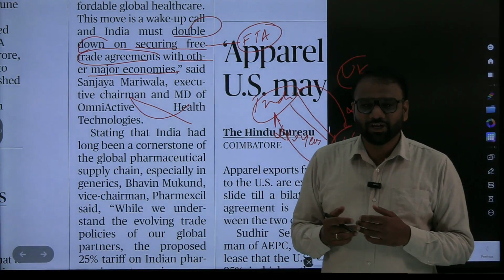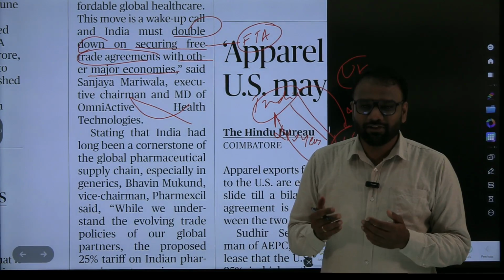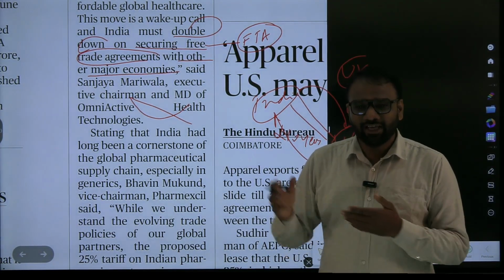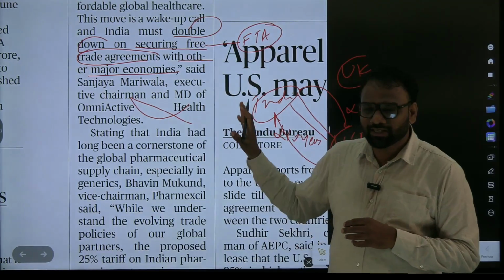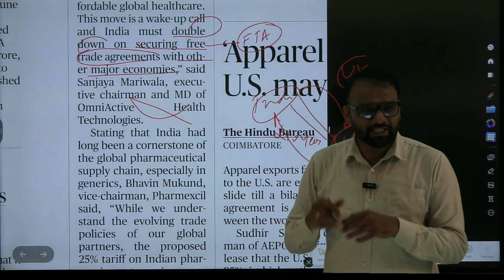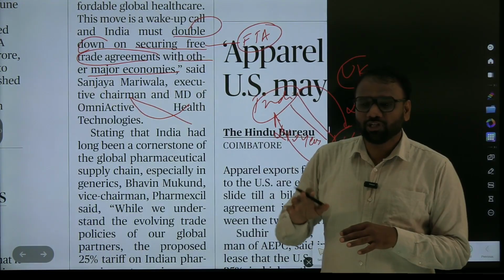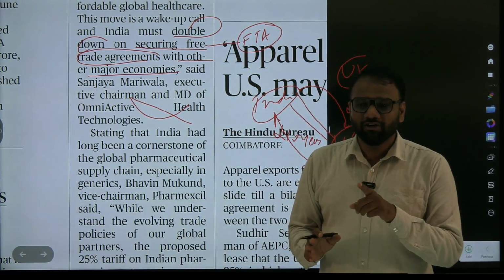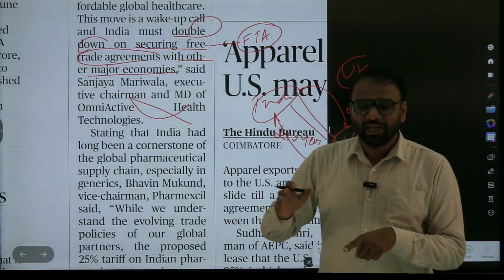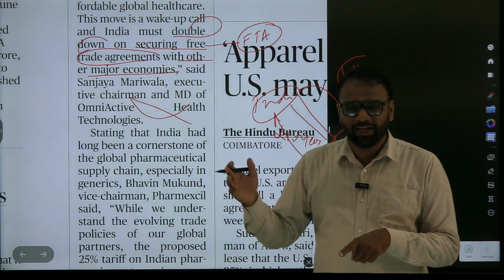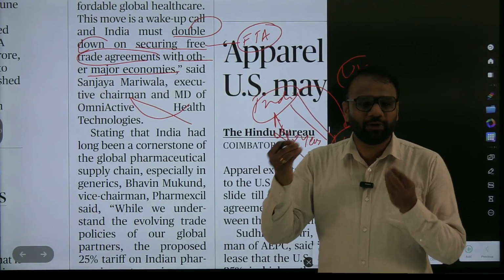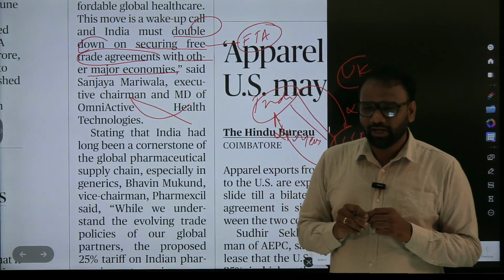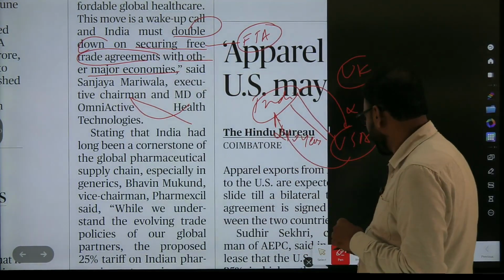But presently India does not have a free trade agreement with USA. Supposedly if we had a free trade agreement with USA, then we would not have faced this problem. So now he has said that this is a wake-up call. In this context, not only with the US, but also with other European countries, we should sign free trade agreements. Because in the future, if some other leader of some other country starts imposing taxes, then it will have a negative impact on India's pharmaceutical industry. So this is the meaning of free trade agreement.